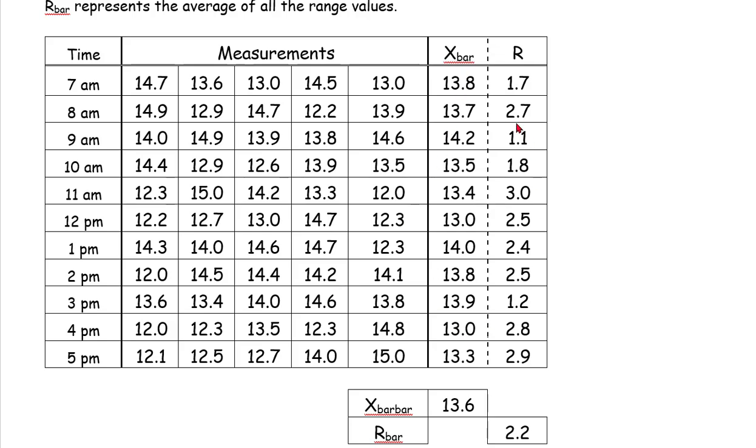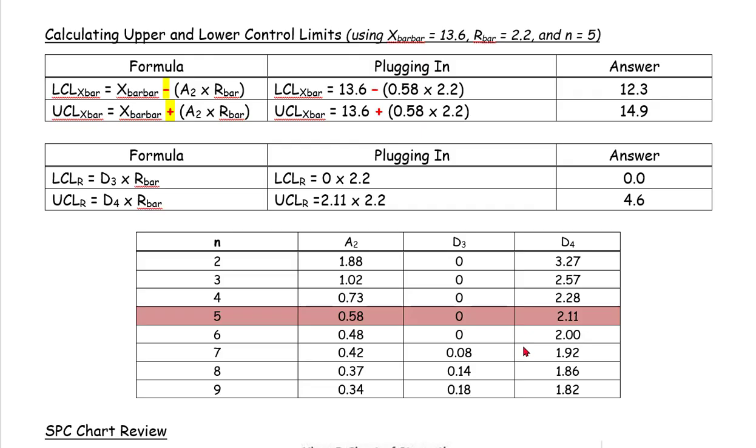After you've completed the X bars, the averages, and the ranges, you're going to take and determine the average of the averages. And that's simply adding up this, and this, and divide by the number of X bars. Let's see. 1, 2, 3, 4, 5, 6, 7, 8, 9, 10, 11. So I would add up these numbers and divide by 11, and I would arrive at an X bar, the average of the averages of 13.6. Similarly, for the R bar, I'm going to add up all my ranges and divide by 11 again, and I would arrive at 2.2.